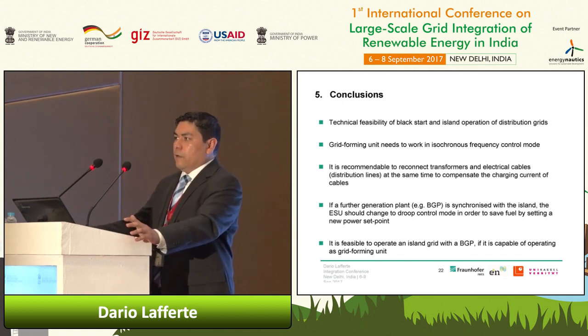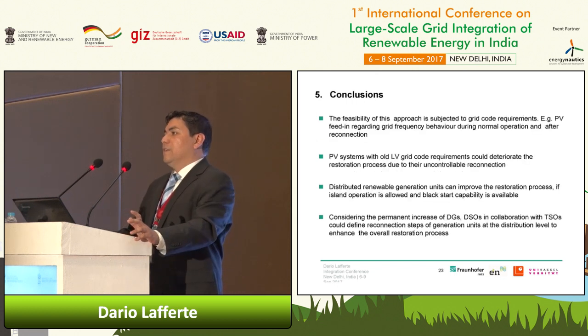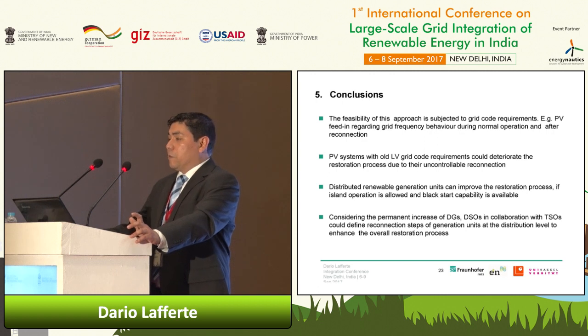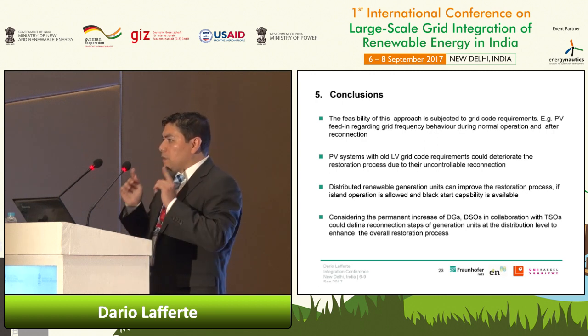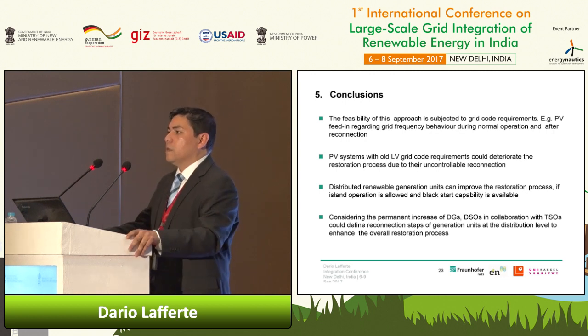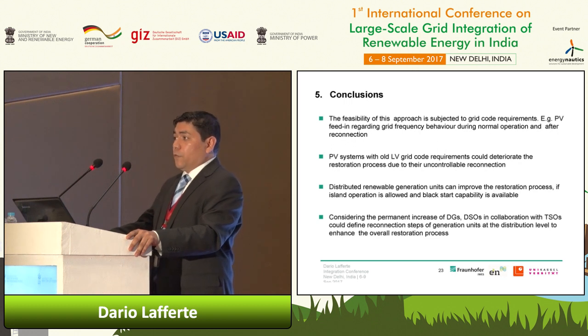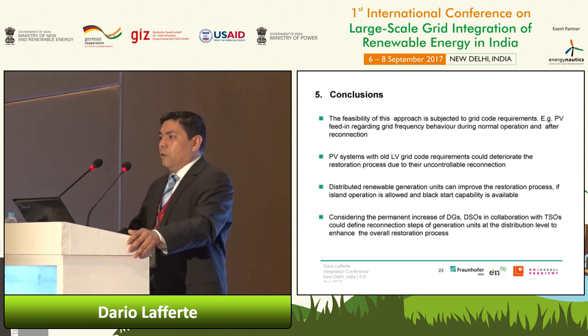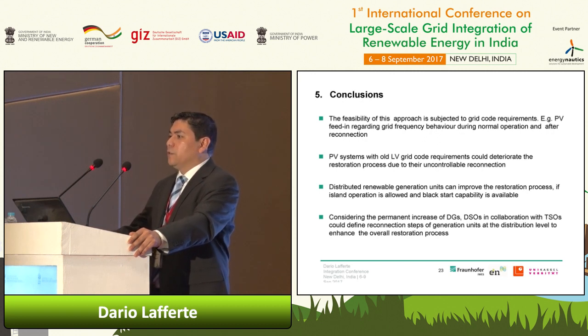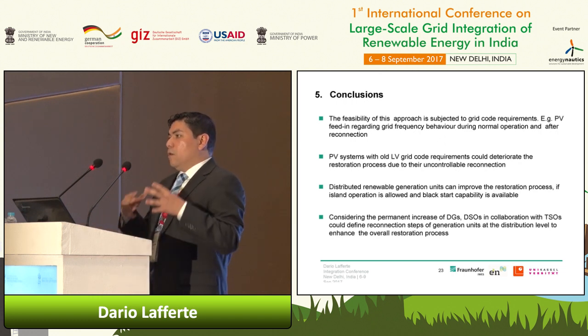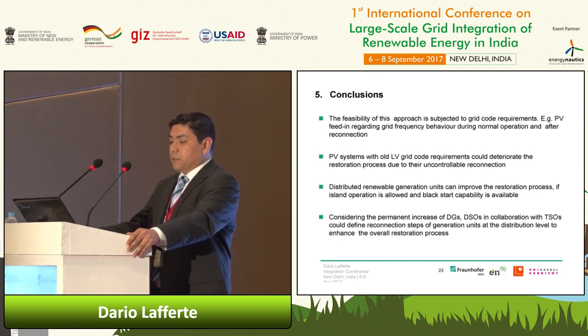If we have biogas power plants or biomass power plants working as grid forming units, we don't need the utilization of diesel power systems. Nevertheless, the feasibility of this approach is subject to the grid code requirements. We have seen in the previous presentation that if we have all PV systems, this can compromise the success of the restoration process if we don't have the possibility to control the frequency to a nominal value. For that reason, these PV systems could deteriorate the restoration process, considering this uncontrollable reconnection.